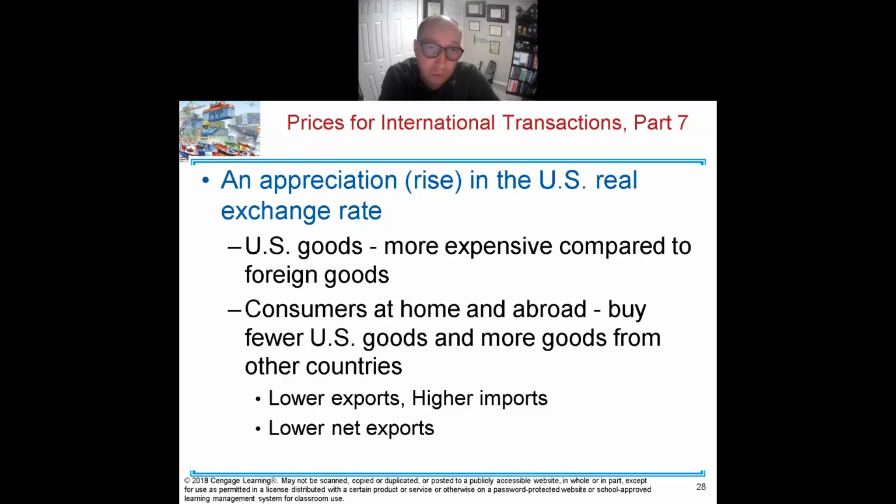Exchange rates will go up in a sense when there are more expensive goods and services compared to foreign goods. And consumers will invest less in other countries.